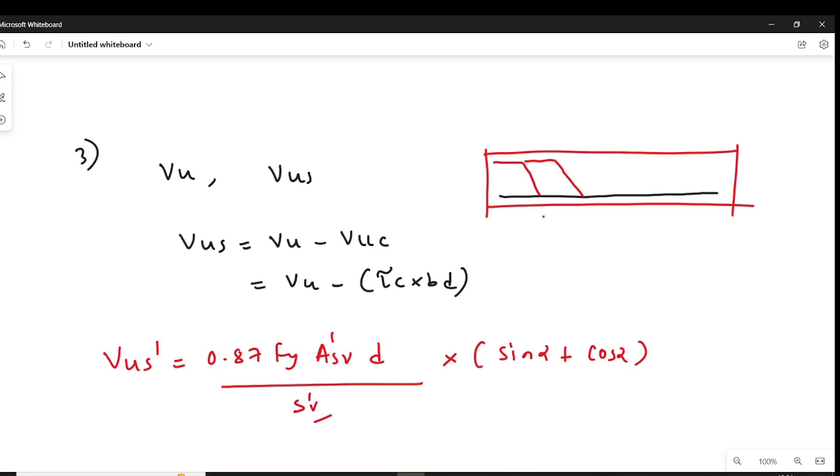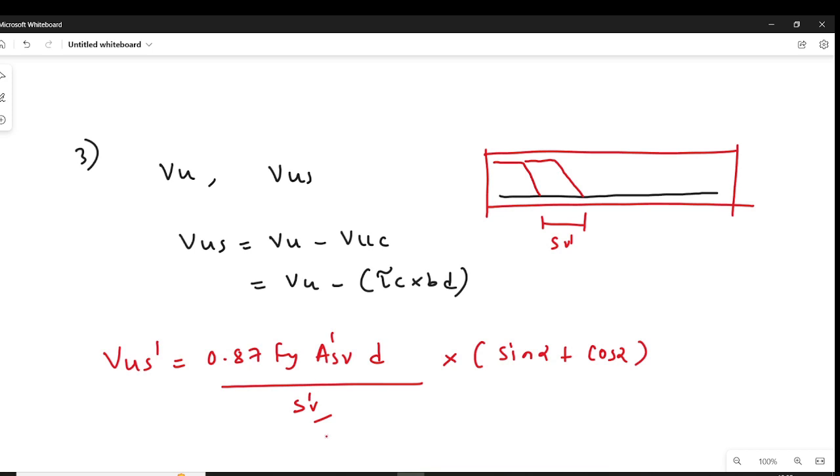So SV dash is nothing but the spacing of bent up bars along the length of the beam. This distance is nothing but SV dash. Okay, here also alpha is the angle of the curtailment. Okay, ASV dash is the same thing as we have seen in the previous case.